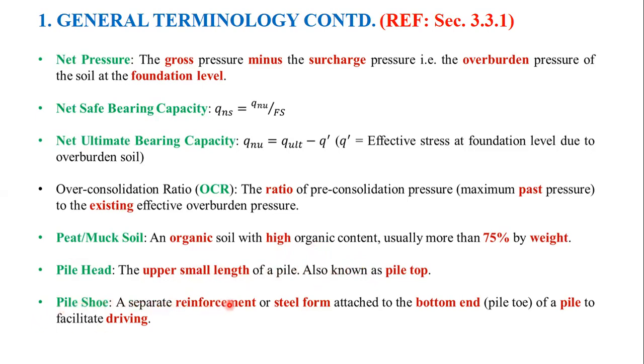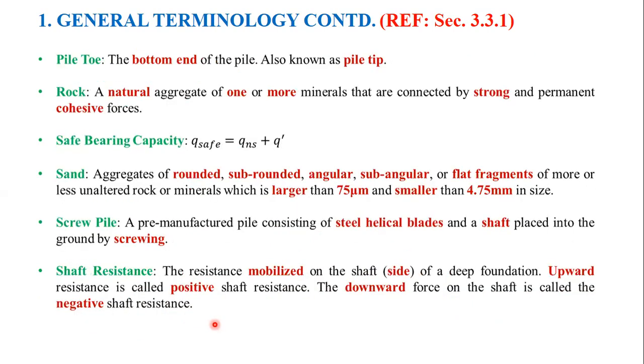Pile shoe: a separate reinforcement or steel form attached to the bottom, the pile toe, of a pile to facilitate driving. That means it's cast in situ using reinforcement or a steel form, a steel casing. And pile toe: the bottom end of the pile, also known as pile tip.